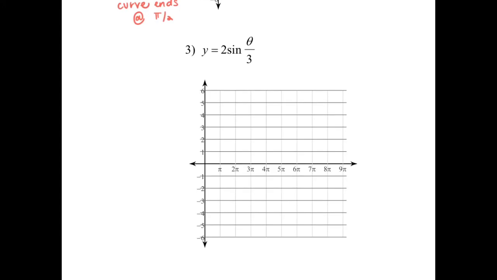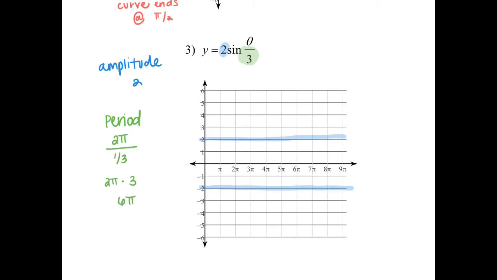Let's go back through a sine problem. So for this problem, my amplitude is 2. So let's highlight the 2's above and below. So we're not going to go past those 2 lines. This one's going to be a little fun. So this time for my period, I have 2 pi over 1/3. Keep, change, flip. You've heard that a lot.